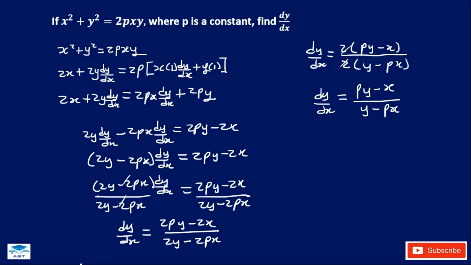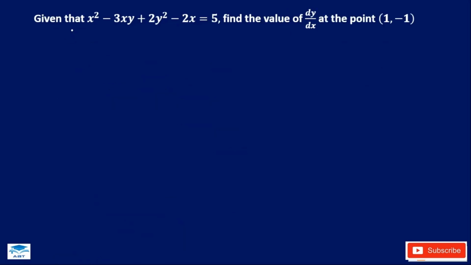And now the last example. Given that x squared minus 3xy plus 2y squared minus 2x is equal to 5, find the value of dy/dx at the point (1, negative 1). So we are going to differentiate this implicit function, and after that, we replace x with 1 and y with negative 1, and then simplify.